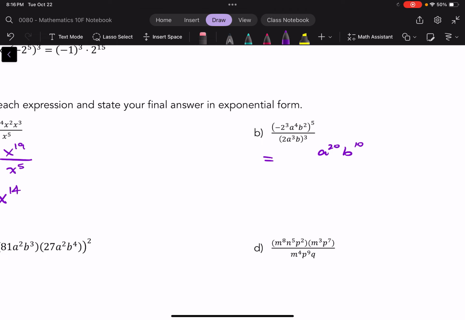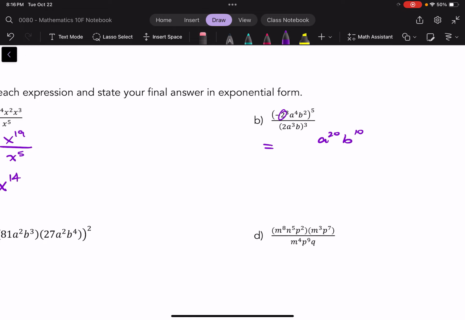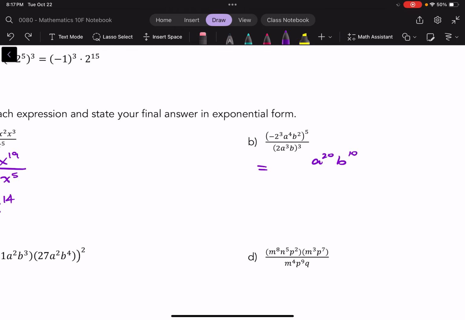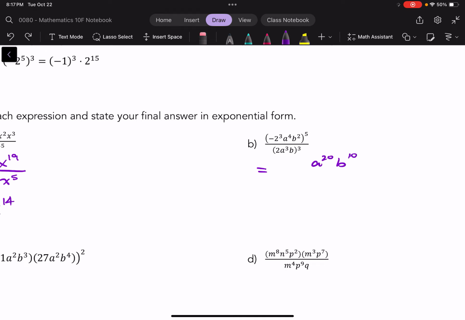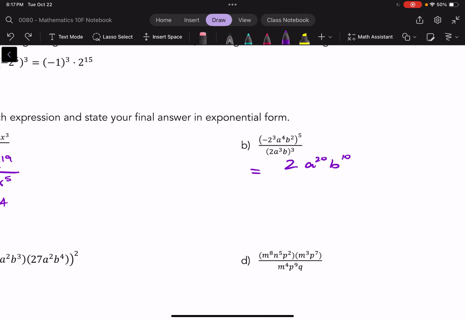And then we've got this negative 2 to the power of 3. But remember, we're treating that negative as if it's multiplying 2 to the power of 3 by negative 1. Order of operations says the 3 applies to the 2 first. That negative 1 is separate, so we're treating them as separate factors. So 2 to the power of 3 to the power of 5, that's 2 to the power of 15. And then negative 1 is to the power of 5. And that is the whole numerator.